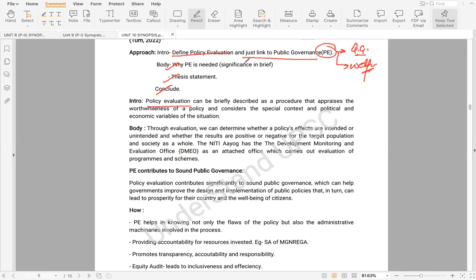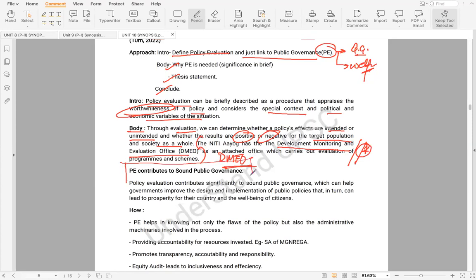Policy evaluation can be briefly described as a procedure that appraises the worthwhileness of a policy, and considers the special context and political and economic variables of the situation. This is nothing but a standard definition of evaluation that you can directly pick up and put. What is the body? Through evaluation, we can determine whether a policy's effects are intended or unintended, and whether the results are positive or negative for the target population and society as a whole. The Niti Aayog has the Development Monitoring and Evaluation Office, DMEO, as an attached office which carries out evaluation of programs and schemes. Please learn this and use this wherever you want to talk about policy evaluation.